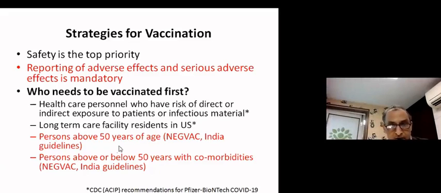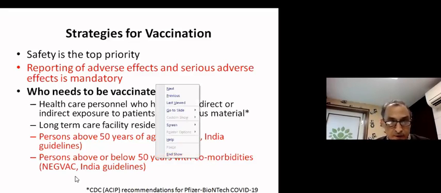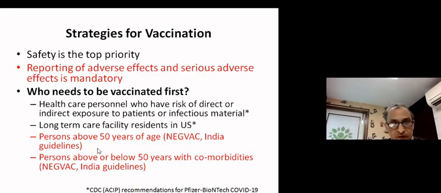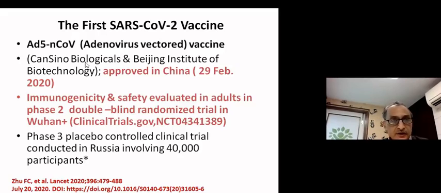So persons above 50 years and all persons who are below 50 years of age with comorbidities, if they have diabetes, if they have hypertension, they need to be vaccinated. And obviously, all healthcare individuals will be vaccinated.